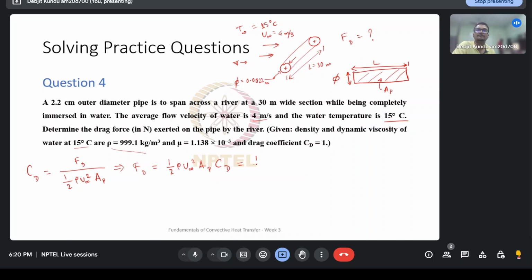Now we'll just plug values over here. So it's half into density rho, 999.1, multiplied by u infinity square, which is 4 squared, and then the projected area, which is length into diameter. We know those values as well. 30 multiplied by 2.2 centimeters, which is 0.022 meters, and the coefficient of drag, which is simply 1. So we can now do this calculation. In a moment, I'll do this calculation.